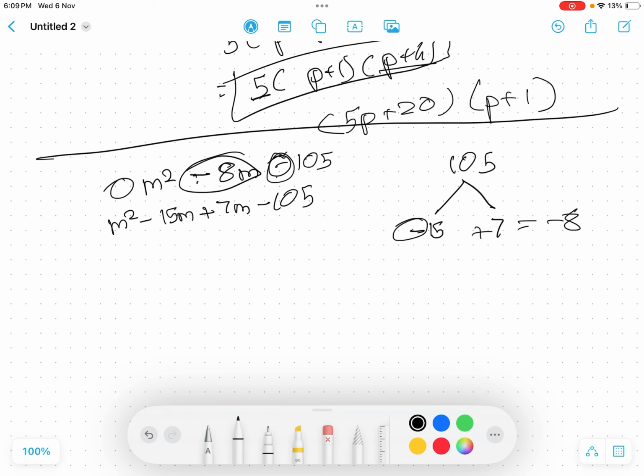Now if you take m common here, m minus 15, plus 7 common here, m minus 15. So m plus 7 of m minus 15 is your answer.